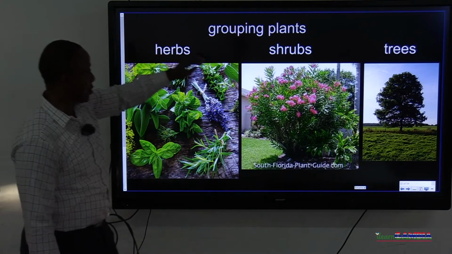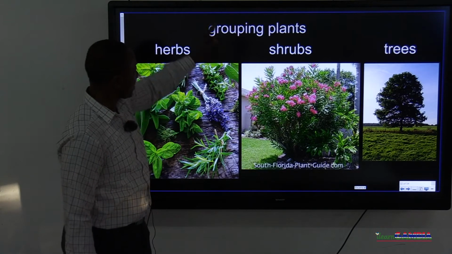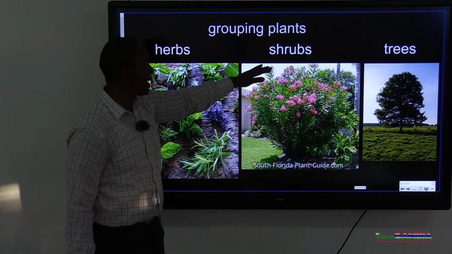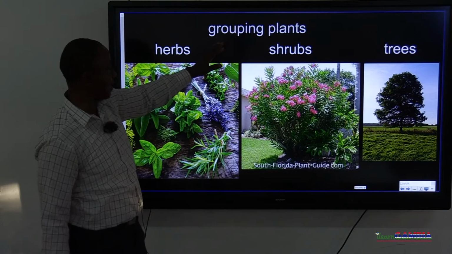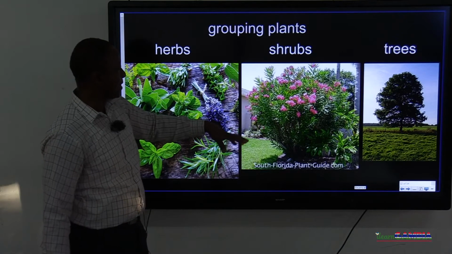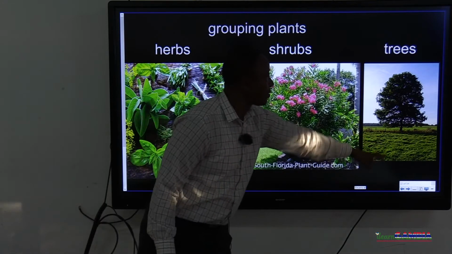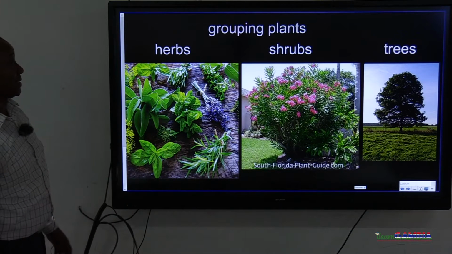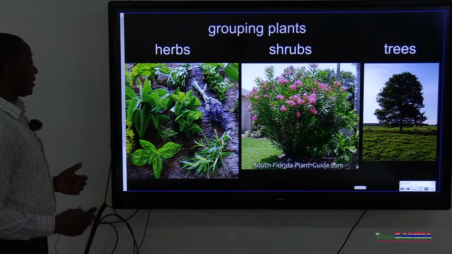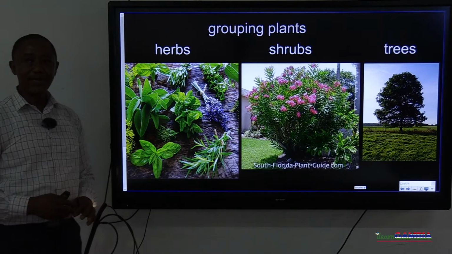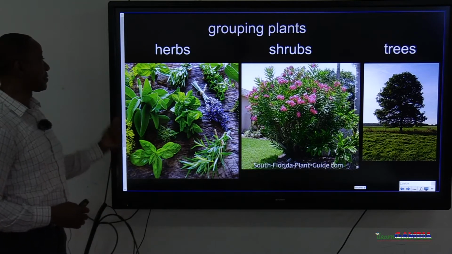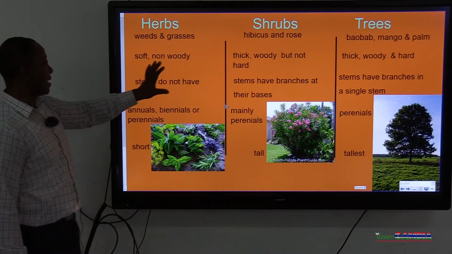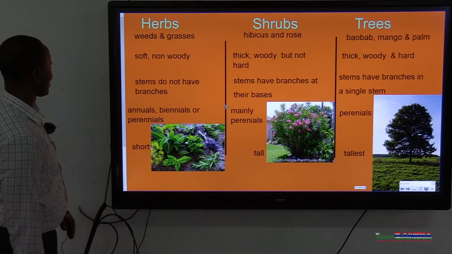And then you have the shrubs, okay? The shrubs are simply plants that grow up to 3 meters tall, okay? And beyond that, we have the trees. They grow very high. There are trees that are more than 100 meters. So this is another way we can classify plants. We said we have the herbs, we have the shrubs, and we have the trees. These are common features we can use to describe them.